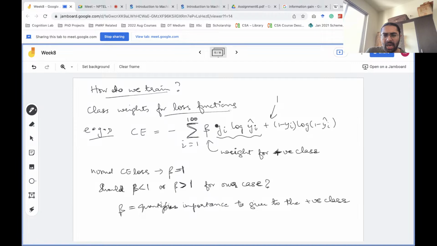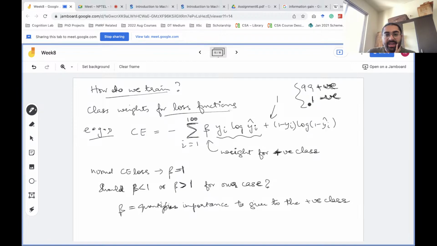So now in our case, can you just tell me what should beta be? Should it be less than 1 or more than 1 in our case, where we have 99 positive class samples and 1 negative class sample? Should it have a beta high or very high or low? Any ideas? Low beta, right? Less than 1, correct.